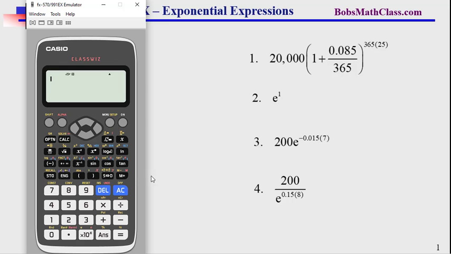E to the 1. So over here on the very right, there's an LN button. Above it is an E with an exponent. To get that little E with an exponent, we have to hit Shift first. So Shift, and then the LN button. Now there's an E with a box, and inside that box represents the exponent, so you can put a 1 in for right now. So that's E to the 1. Then hit equals.